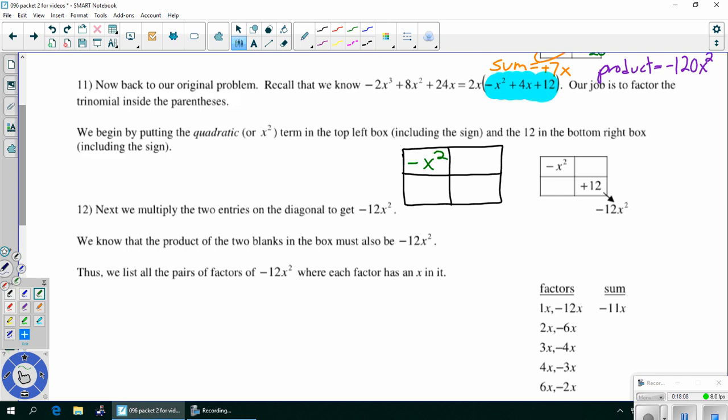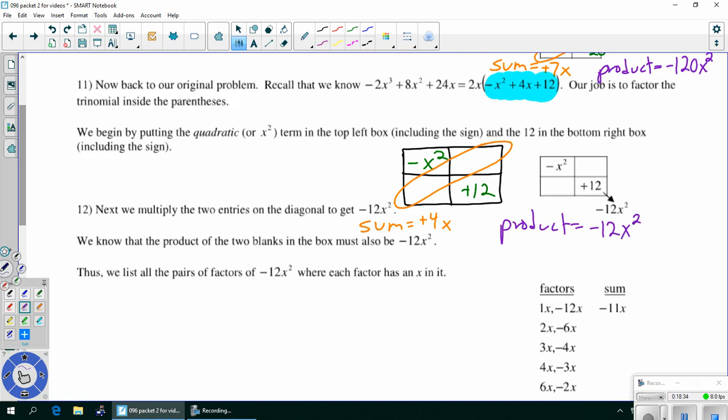That plus 4x, where does that go? Well, that goes outside the box. That's the sum of this diagonal. And then where does the plus 12 go? Well, that goes in the box. That's right here. And then the other thing that we could say is that the product on this one diagonal that's filled in, this is just a calculation, negative x squared times positive 12 is negative 12x squared.